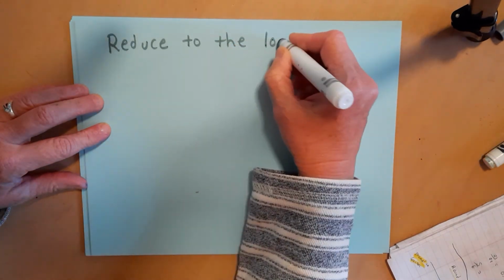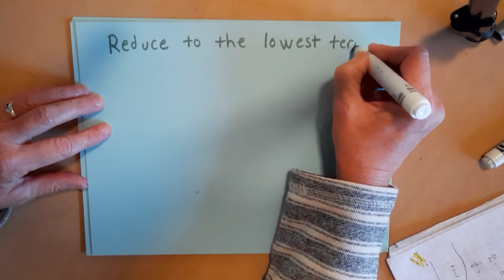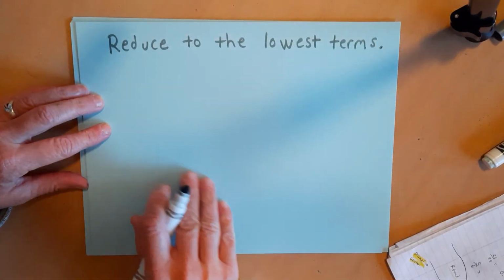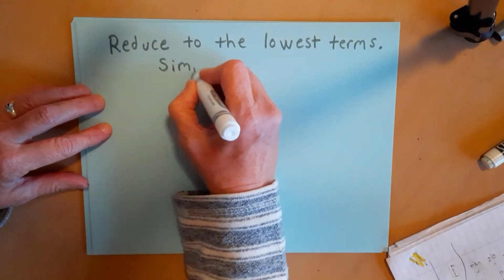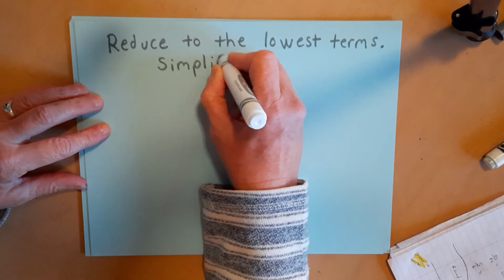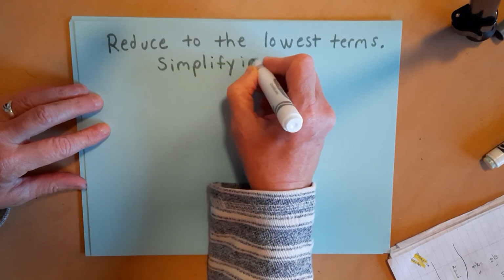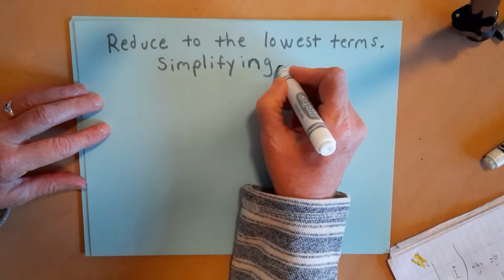That means we're trying to figure out the smallest numerator and denominator that we can have that will make the fraction stay equal. That can also be called simplifying a fraction. You'll see it both in this book. So simplifying and reducing the fraction to the lowest terms are the same.